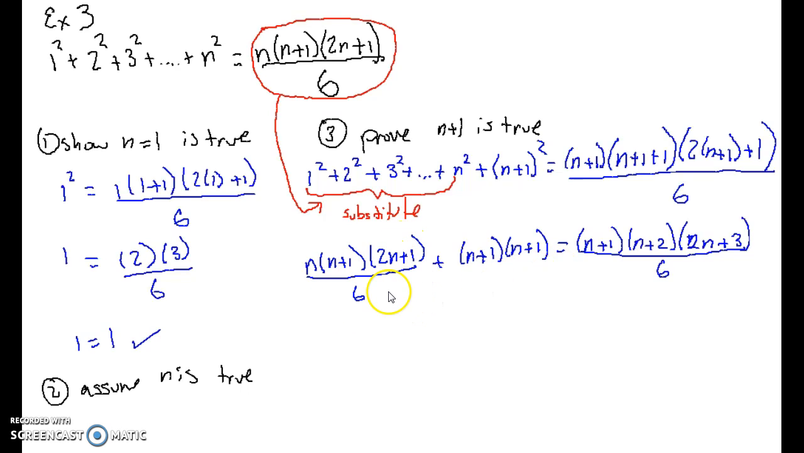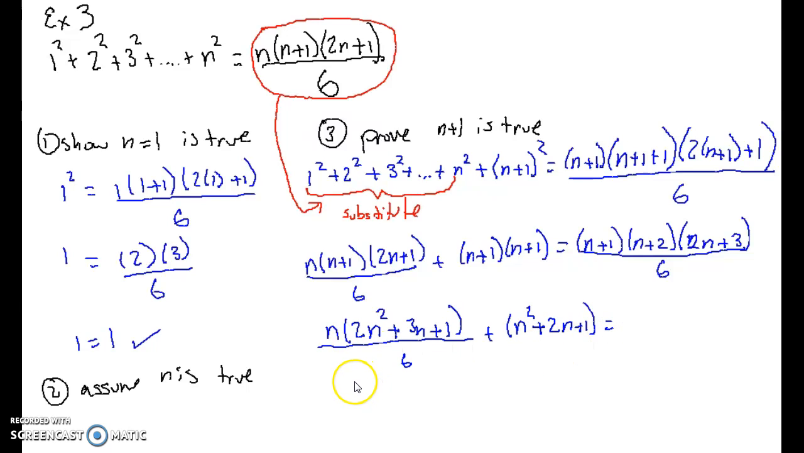So we have to manipulate it, right? So I'm going to go ahead and multiply things together. So this will be n times 2n squared plus, this should be 3n plus 1, and then all over 6. And over here, this will be n squared plus 2n plus 1, right? Manipulate this a little bit more. So 2n cubed plus 3n squared plus n all over 6.